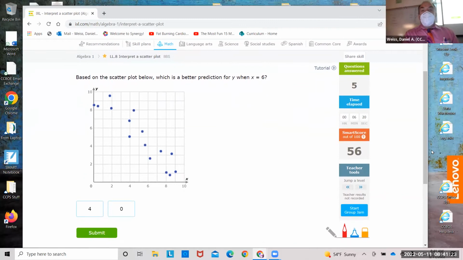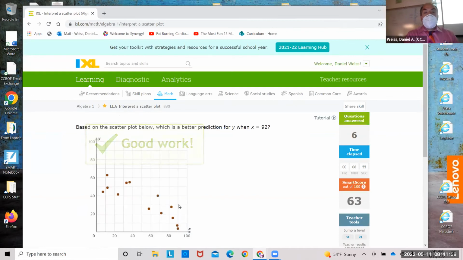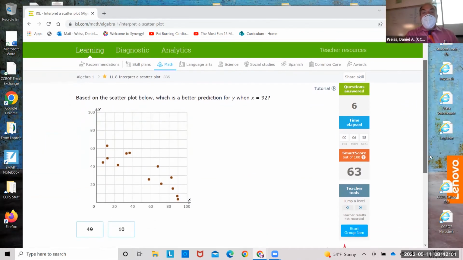Now here, I'm going to draw a line in here like this, okay? The question says, which is a better prediction for y when x equals 6? Here is 6 for x, right? So right here matches up with 4. I didn't match it perfectly, but it's definitely closer to 4 than 0. Looks like 4. Good work. Thank you. I'm already at 63.